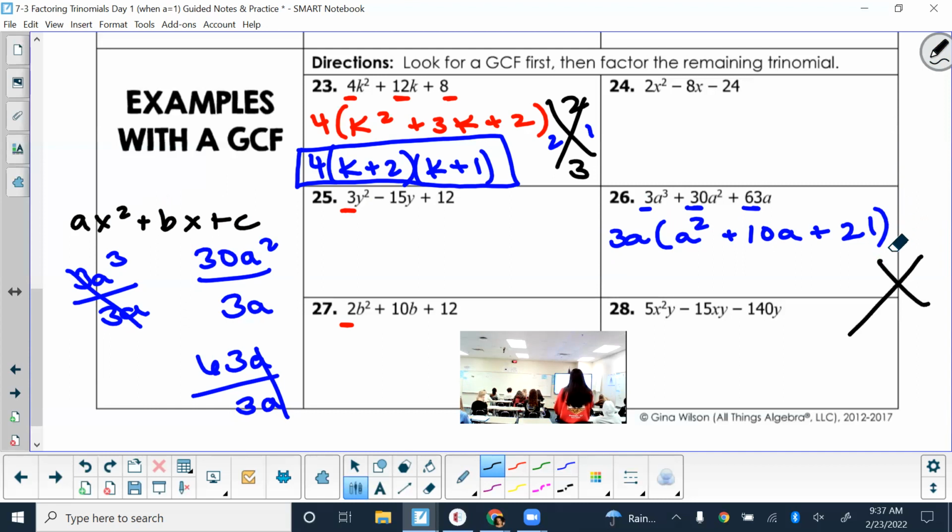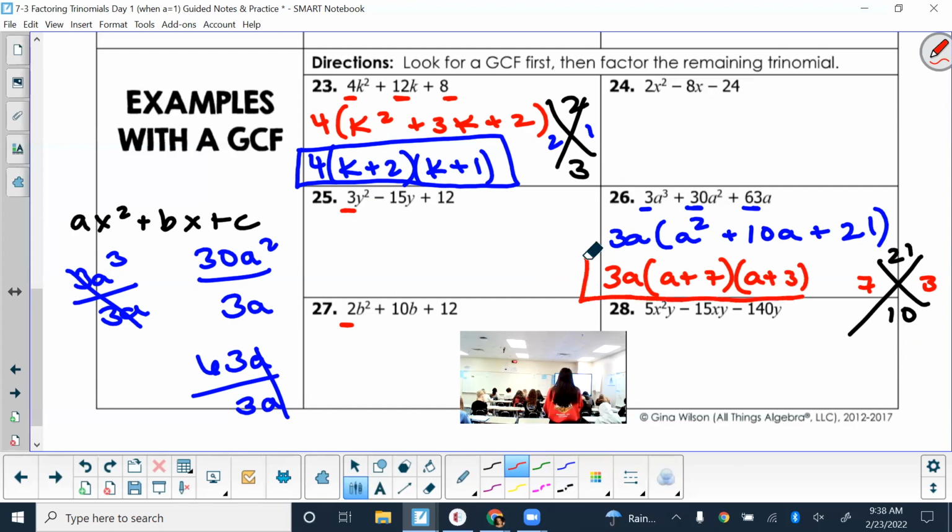What would be on top of the diamond? What would be on the bottom? And what are 2 numbers that multiply to 21 to add to 10? Good. So then 3A, my GCF, will just be outside parentheses. Then you set it up just like yesterday. A plus 7 and A plus 3. And they're both positive, so that's why they're both plus.